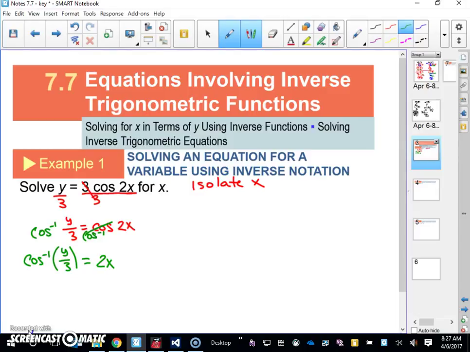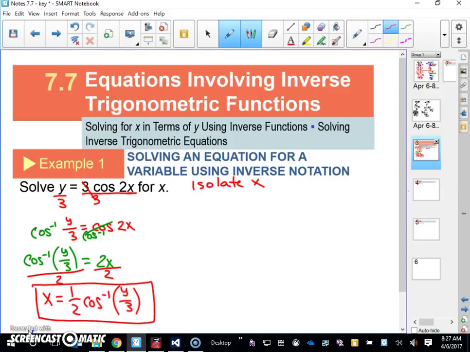Okay. So if I want to get x, the last thing I'm going to have to do here is divide by 2. I divide by 2 to get x by itself. And so at this point you can see that x is going to equal, it's not really standard to have a fraction on top of a fraction. So instead of saying divided by 2, I'm going to say 1/2 times inverse cosine of y over 3. 1/2 times inverse cosine of y over 3. That's it. Solve for x, isolate x, got it.